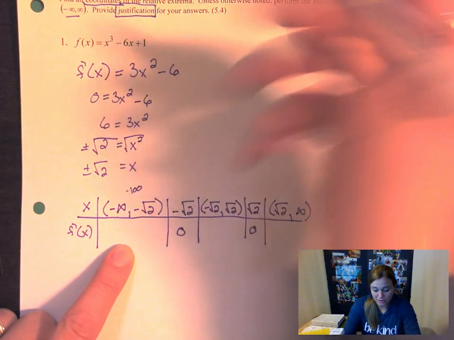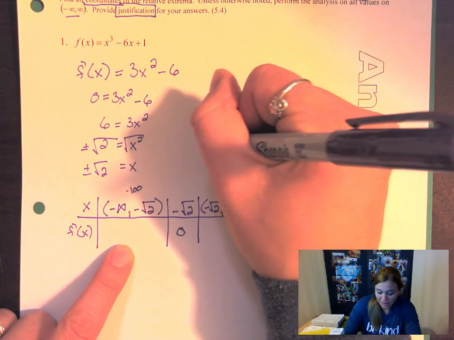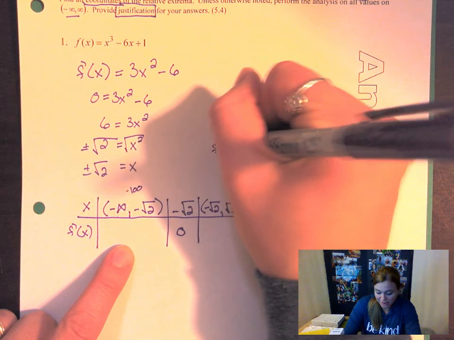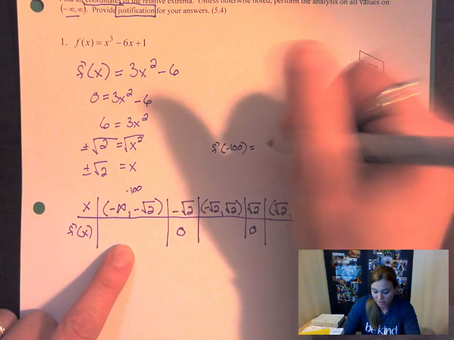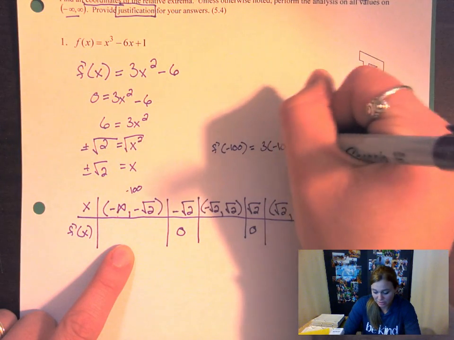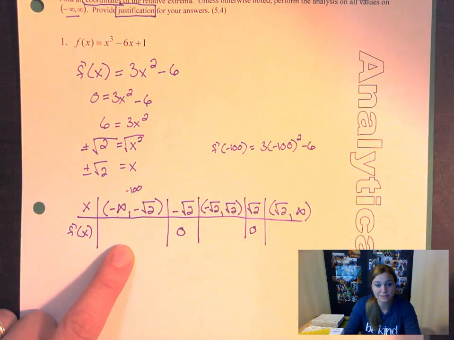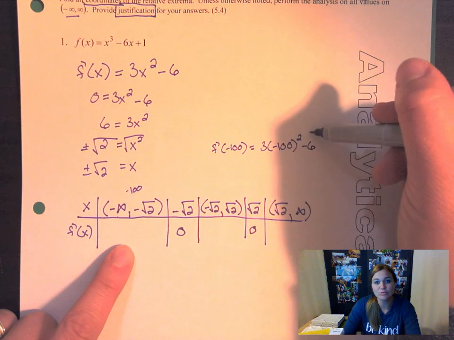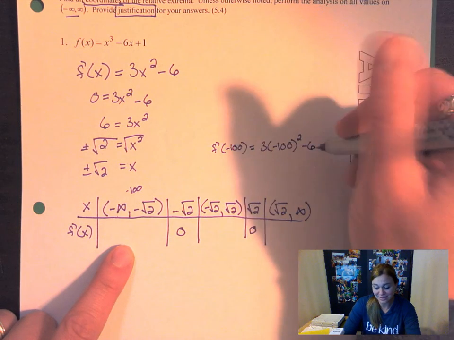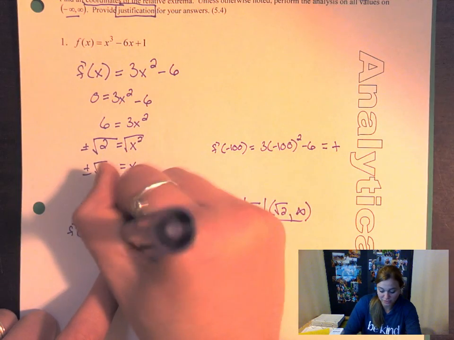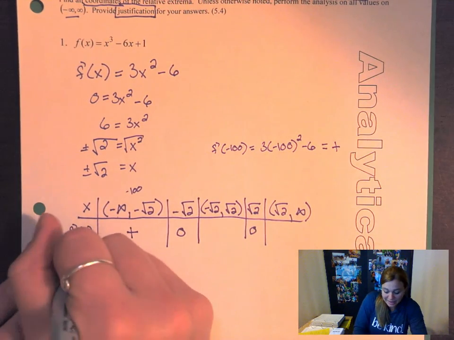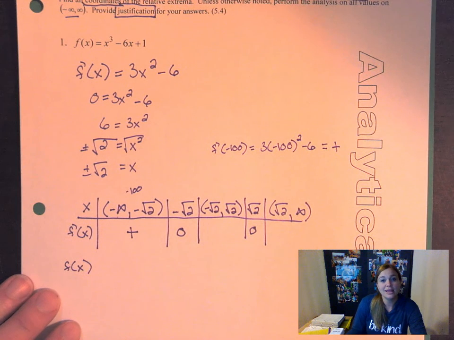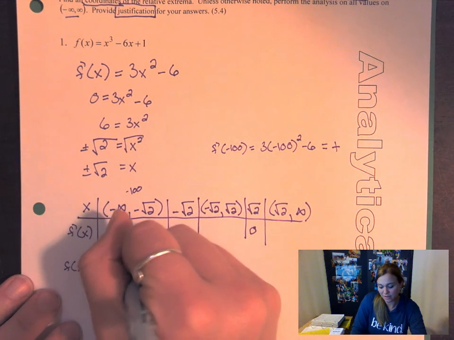Okay, so negative 100. If I go back up to f prime of x, so f prime of negative 100, I would have 3 times negative 100 squared minus 6. I don't actually have to calculate this. I just know this is going to be a negative times a negative, which is going to be positive, times 3 minus 6. This whole answer will still be positive. Which means I know that if f prime of x is positive, that means f of x is increasing.